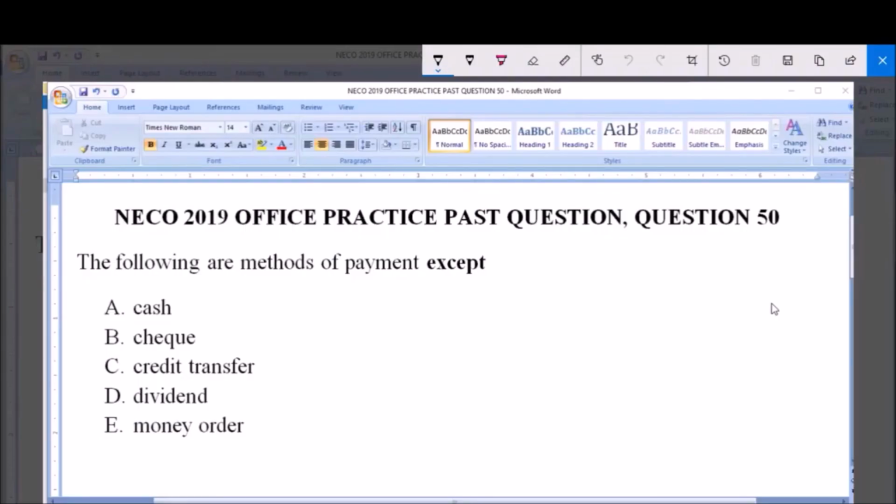I will be answering NECO 2019 Office Practice Past Question, question 50. The following are methods of payment except: A. Cash, B. Check, C. Credit transfer, D. Dividend, and E. Money order.